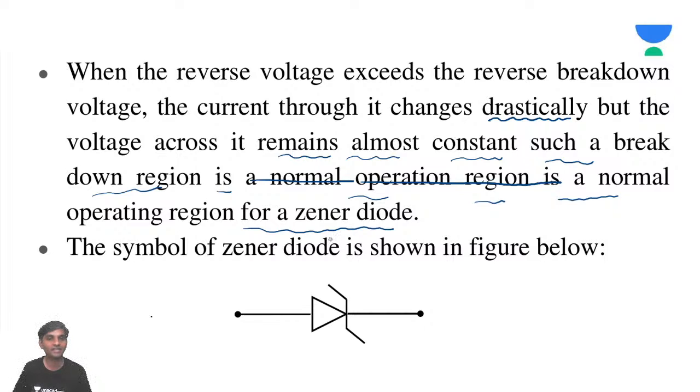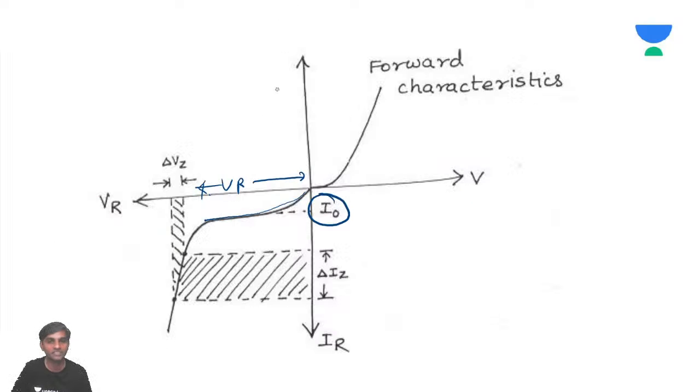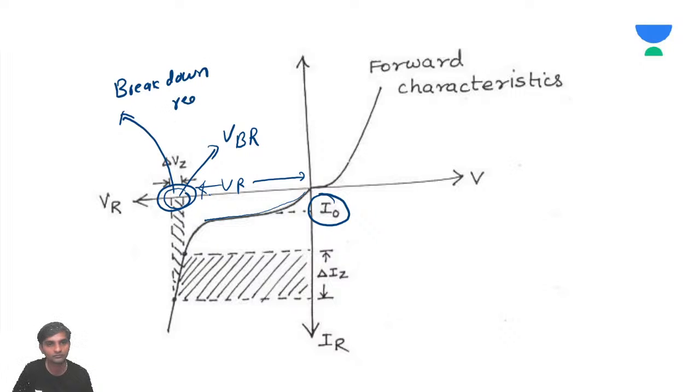So we should operate this Zener diode in this breakdown region only. I should call this a breakdown region.